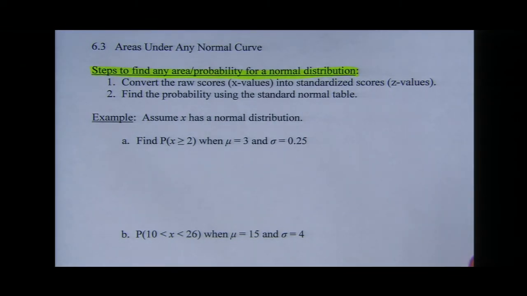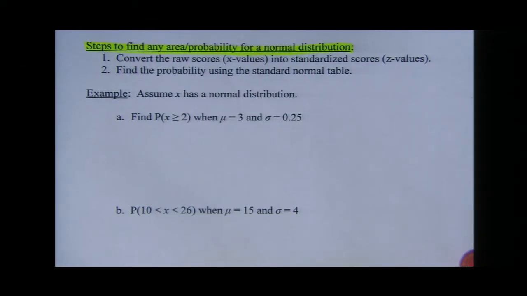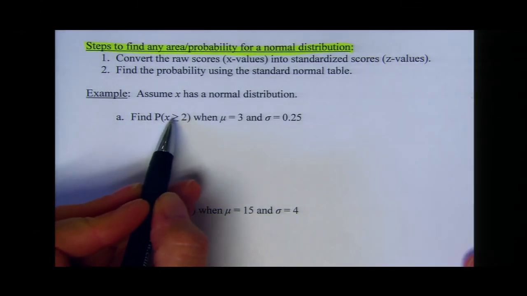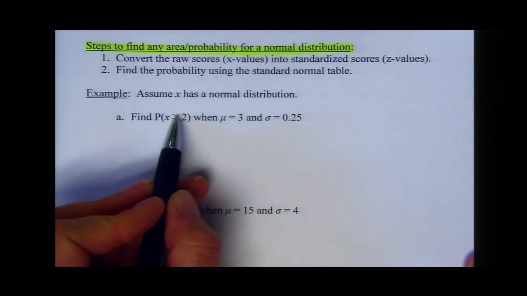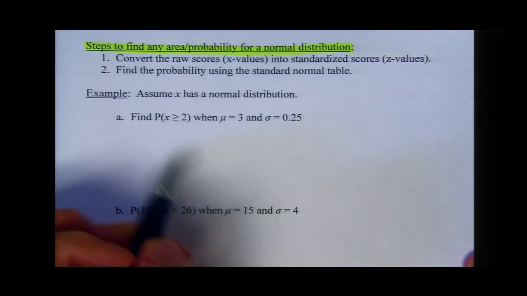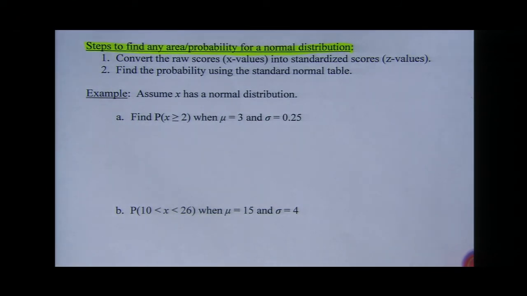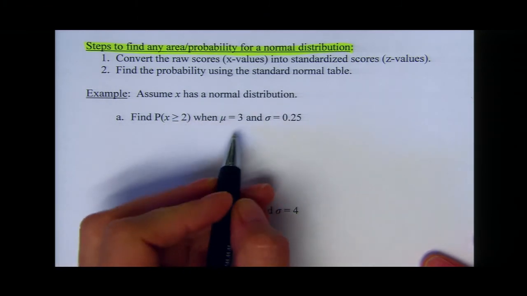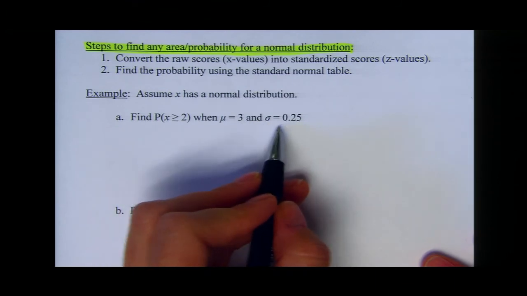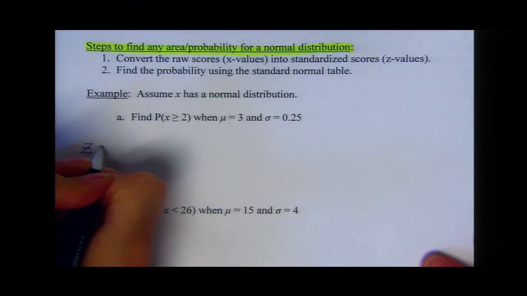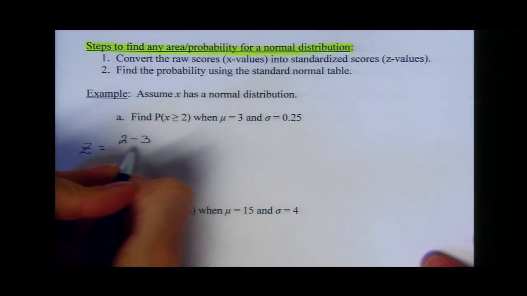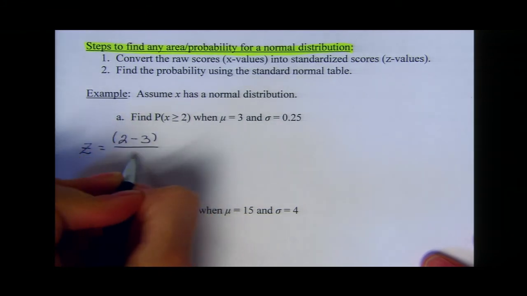In this first example, we are going to assume normal distribution, and we are asked to find the probability that X is greater than or equal to 2. Be sure you pay attention to this inequality, because that directs how you will use the table. First, we are given this X value because it states it's an X, so we know 2 is an X. We're given mu and we're given sigma. So the first thing I need to do is convert this raw score of 2 into its standardized score, and that's X minus mu divided by sigma.